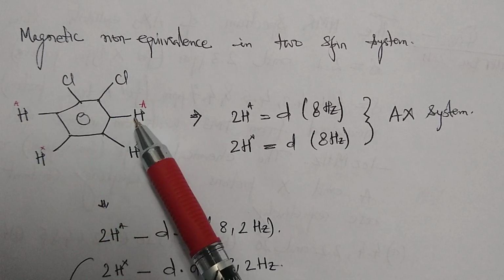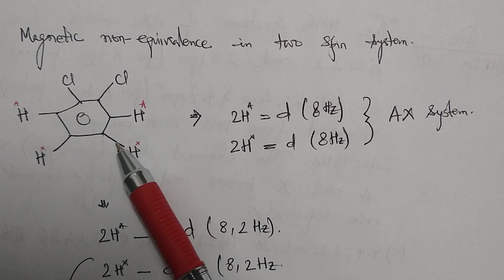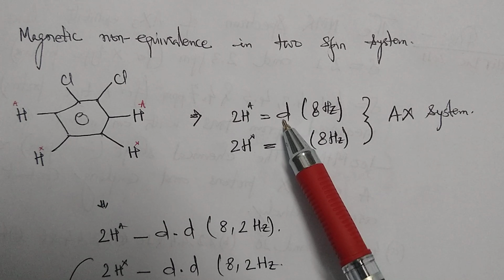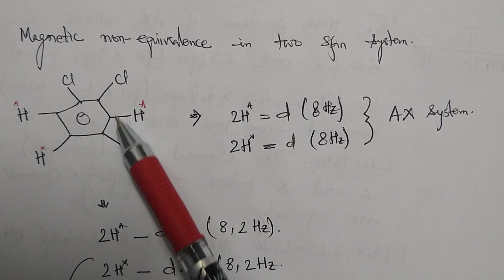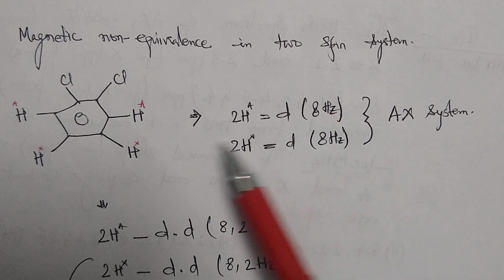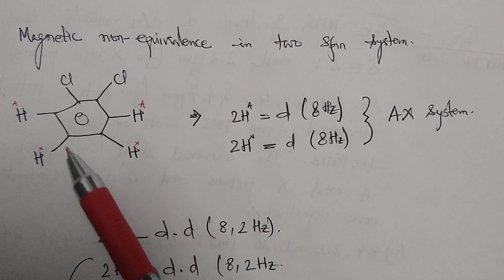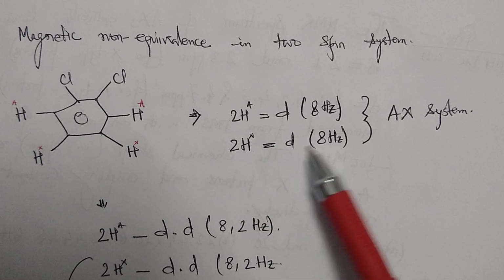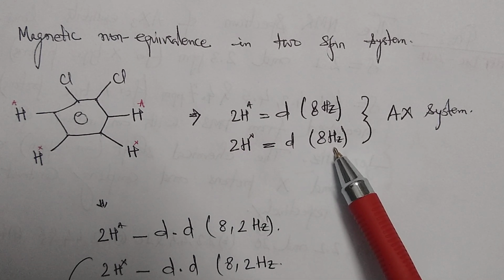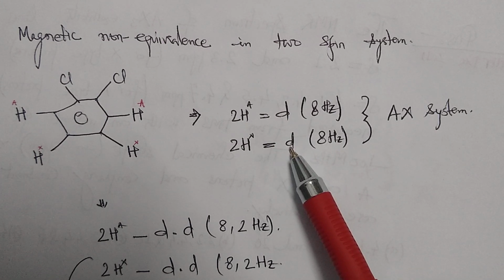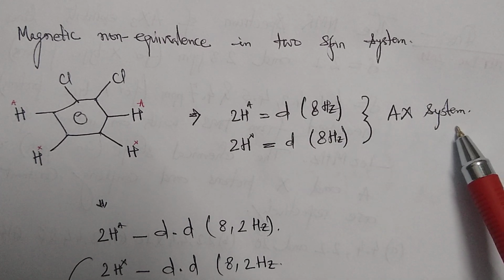So the two A type protons will couple with the X type of proton, and the A type protons will give a doublet, because it is ortho coupling, so it will be 8 Hz. Now for the X type of proton, there are two X type protons, and they will give a doublet signal with 8 Hz coupling constant. With both being doublets, it will be an AX system.